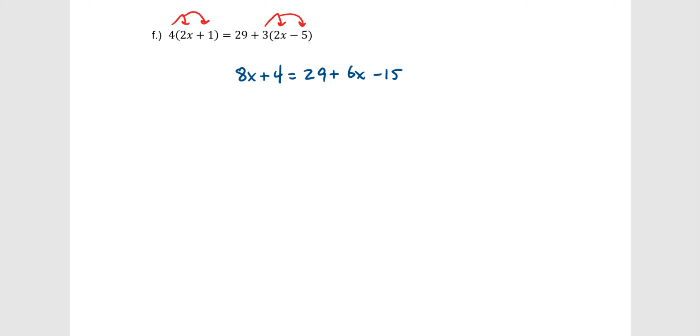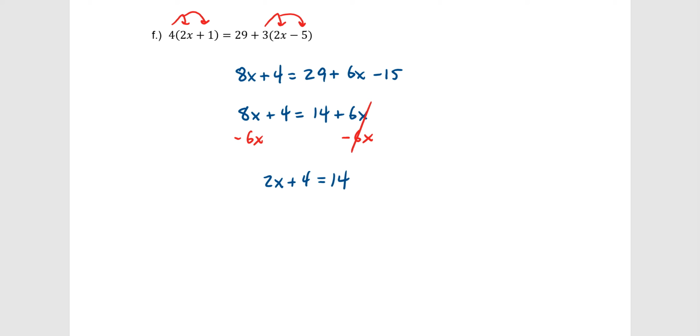Combine like terms on the right. The left I'm leaving as is. 29 minus 15, we get 14 plus 6x. And let's get the variables on the left side again. We could get them on the right or left, it doesn't really matter, but let's just get them on the left. So we have to get this 6x over here on the left, opposite operation, so we have to subtract it because it was being added. So that'll cancel it. We get 8x minus 6x is 2x plus 4 equals 14.